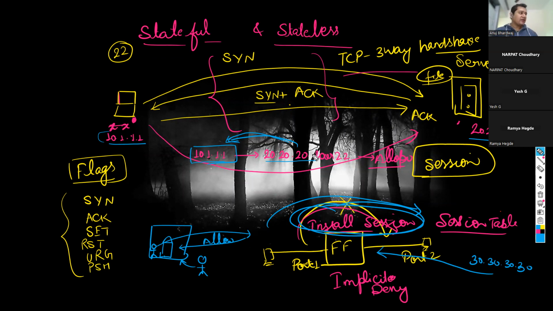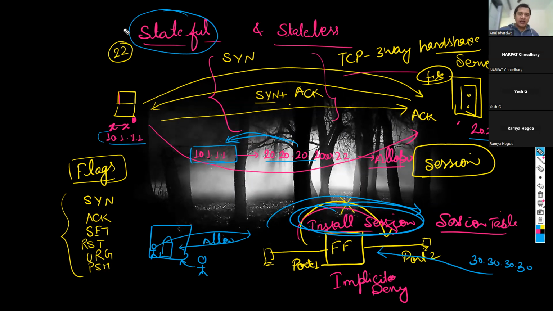So this installation of a session is based on stateful. This feature of installation of session is available on the stateful firewall. Whenever the traffic is being sent, the firewall installs a session within its memory, and then it sends the traffic. Whenever any return traffic is coming, you just look at the session, and that traffic is allowed.